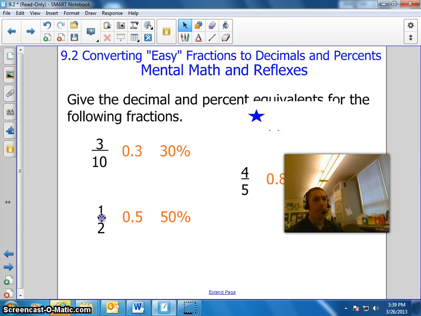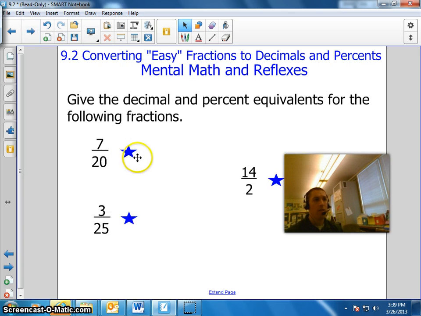Good. Now, knowing that that's worth 1/2 and 50%, knowing that 1/5 is worth 20%, so 4/5, 4 times 20 will give you 80. That's how we got that. Let's try this one. A little tougher still.